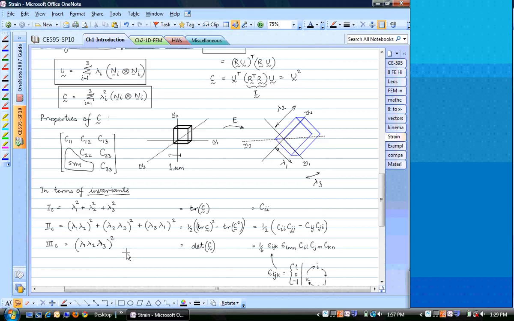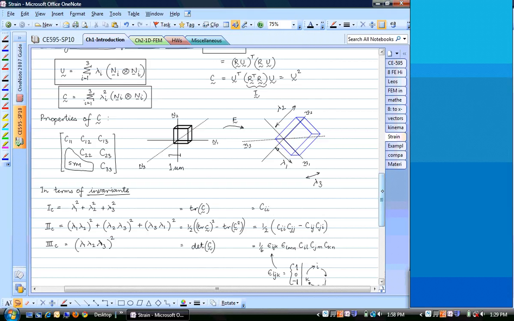Okay. And finally, what is this? Lambda 1 times lambda 2 times lambda 3 is the volume, and we know that this is also equal to the determinant of this C. Okay. So these are the three invariants. Now I've also expressed them in terms of coordinate systems, but it will not matter which coordinate system you choose. C11, C12, and C13, and all those things will come out to be different in different coordinate systems. So it doesn't matter which coordinate system you choose. If you calculate these three invariants, they are not going to change. Okay.